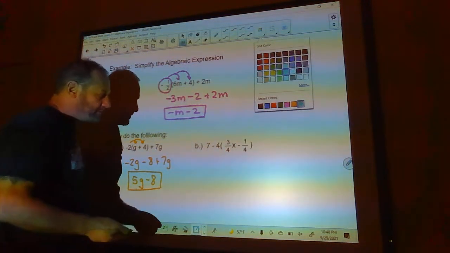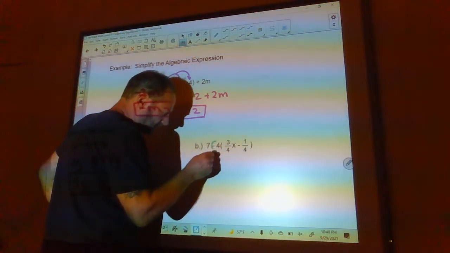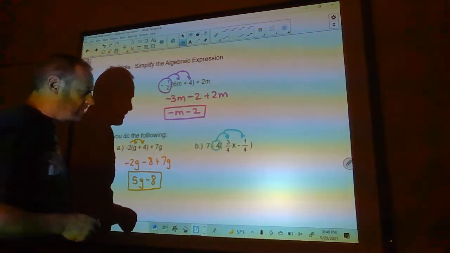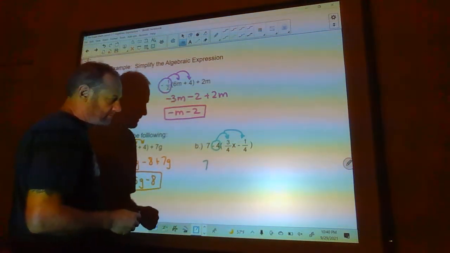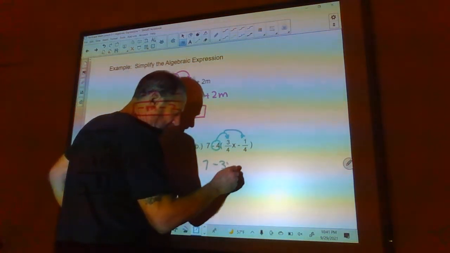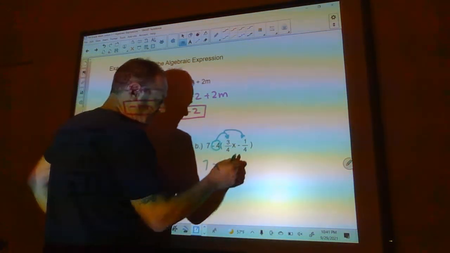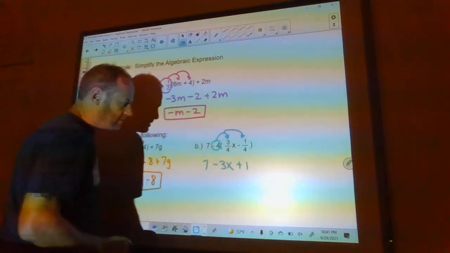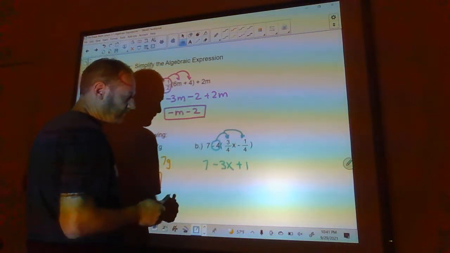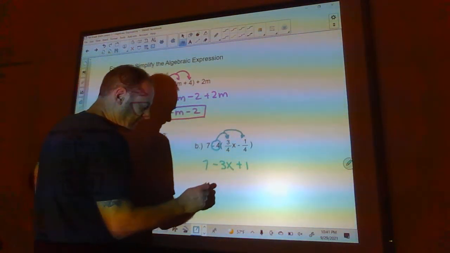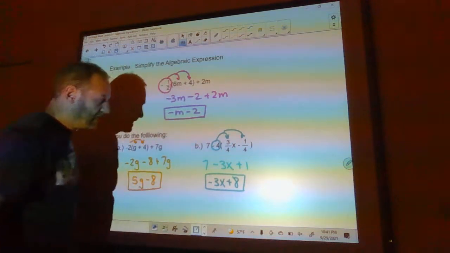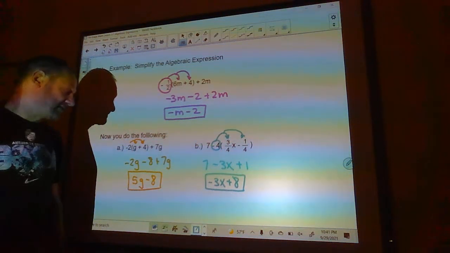Okay, on this problem, I'm going to distribute that negative 4 right there in here. So when I do that, I'm going to get 7. Okay, negative 4 times 3/4 is just going to be negative 3x. And negative 4 times negative 1/4 is going to be plus 1. Okay, remember that minus sign goes with that 4 everywhere. And now I can combine my 1 and my 7, and I get negative 3x plus 8. And I'm done. If you write 8 minus 3x, that's fine too.